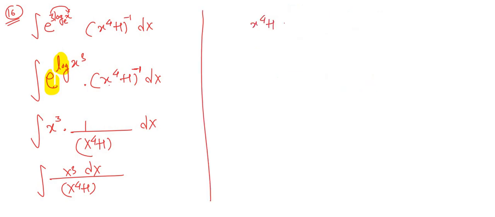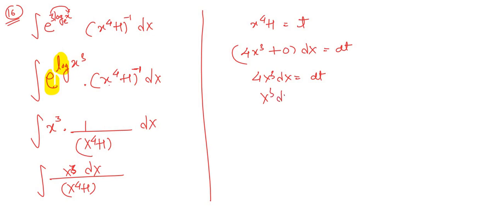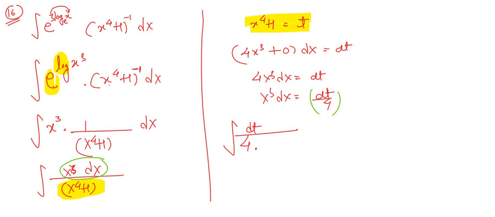Can I take this as t? Why? Because I feel its derivative is present in the question. See here, 4x cube plus 0 dx is dt, which is 4x cube dx is dt. Correct? So what I am getting, x cube dx is dt by 4. If you see, x cube dx is dt by 4. So let me apply dt by 4. And what is this part? This is nothing but t.